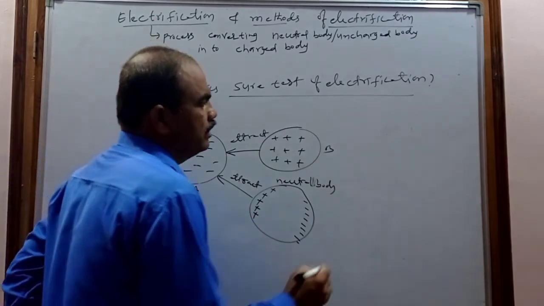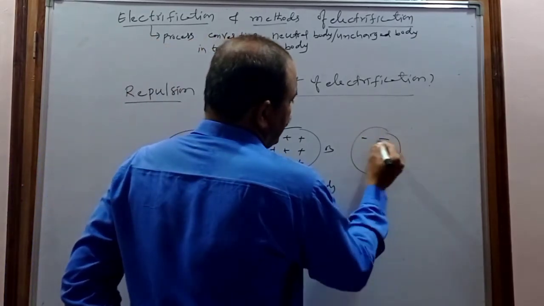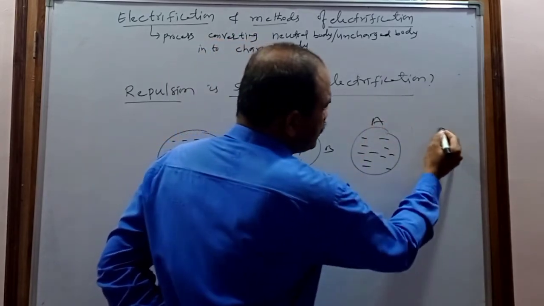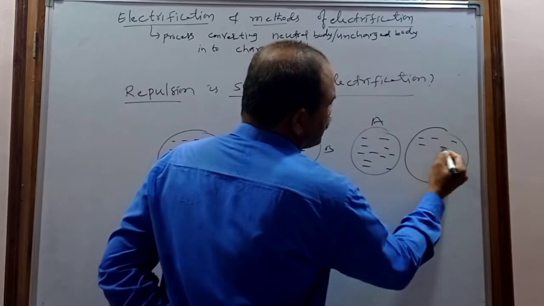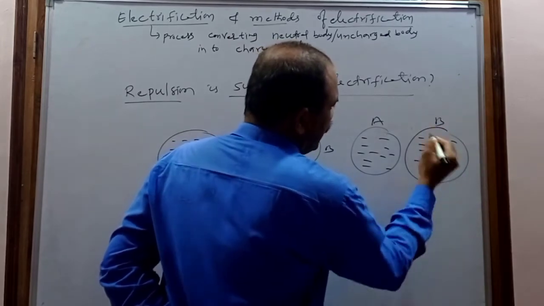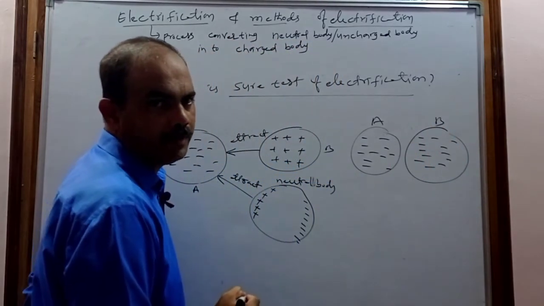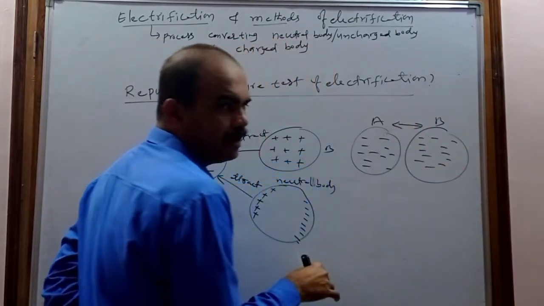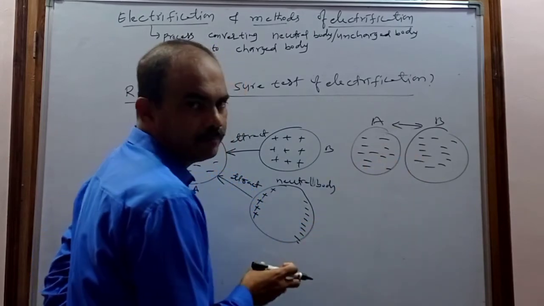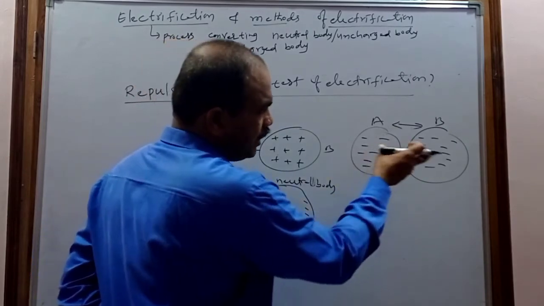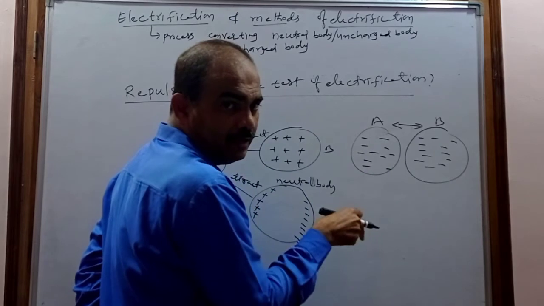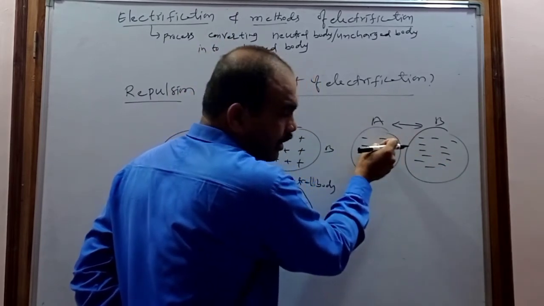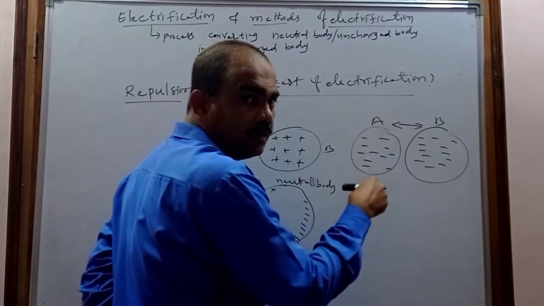But let us consider this is the negatively charged body A. If I bring a body with the same negative charge, then what happens? It will be repelled, there will be repulsion between them. If repulsion takes place, we can say that the body we are bringing near the negatively charged body also has the same charge.